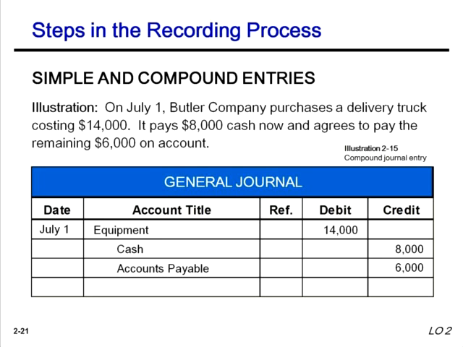So we're going to debit equipment for the full cost of the delivery truck of $14,000. We credit cash for the $8,000, so cash is going out for $8,000. Then we credit accounts payable for $6,000 because Butler will pay that in the future. And if you notice, the debits equal the credits, and in a journal entry we have to make sure that the debits are always equal to the credits.